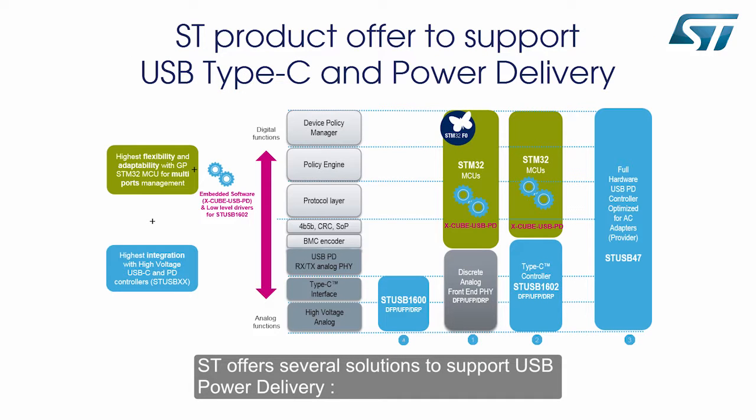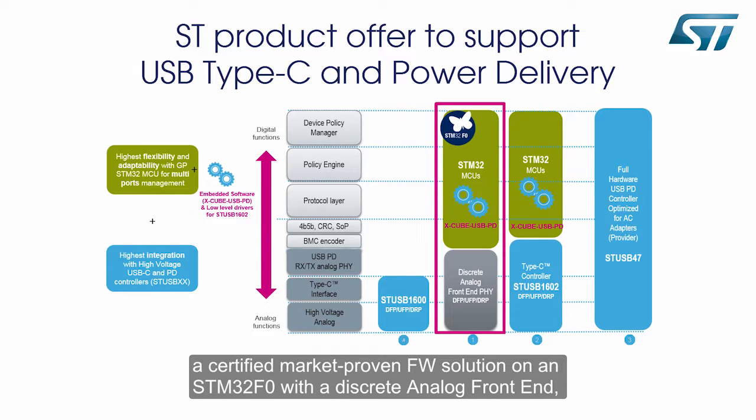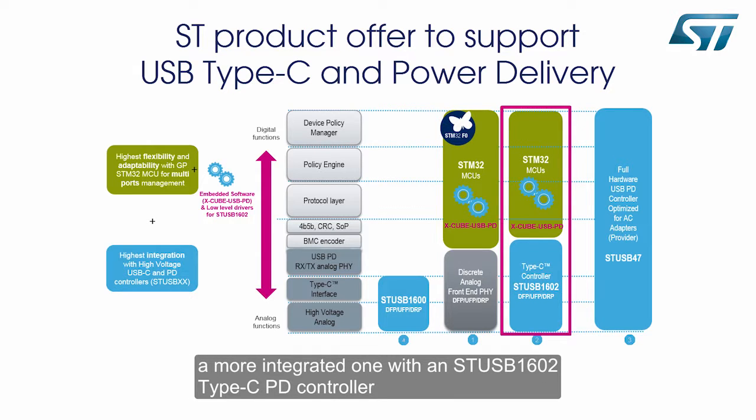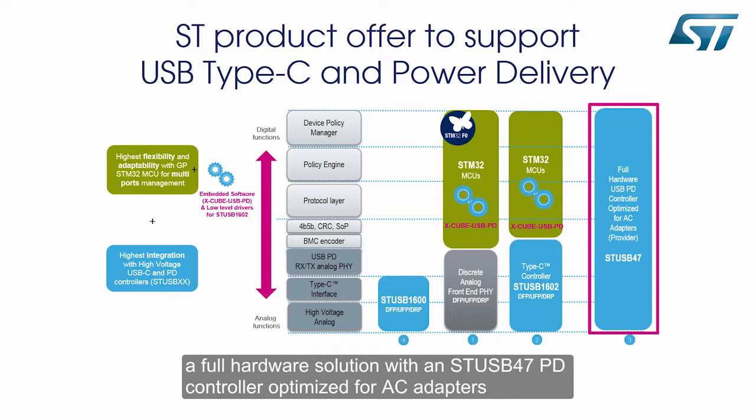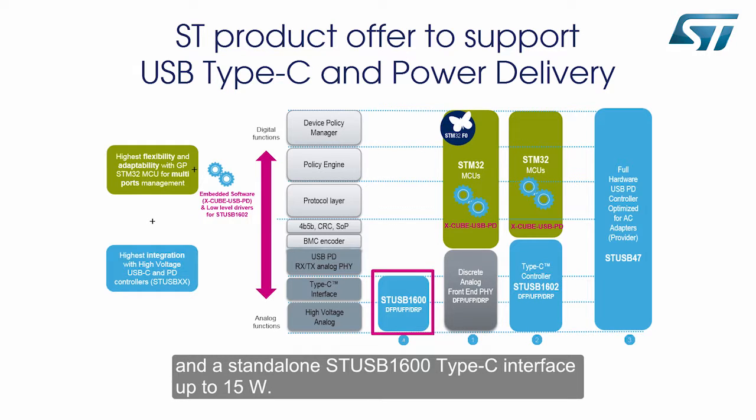ST offers several solutions to support USB power delivery. A certified market-proven firmware solution on an STM32F0 with a discrete analog front end. A more integrated one with an ST USB 1602 Type-C PD controller, including a power delivery physical layer and BMC line driver. A full hardware solution with an ST USB 47 PD controller optimized for AC adapters, and a standalone ST USB 1600 Type-C interface up to 15 watts.